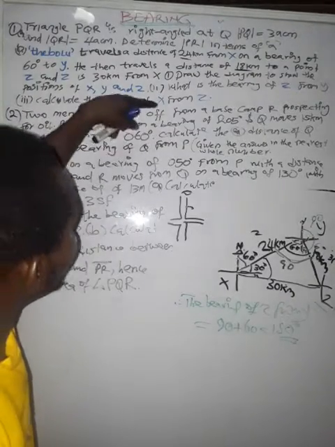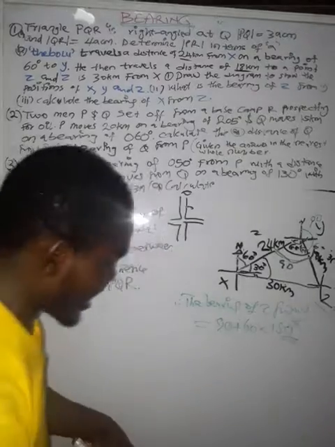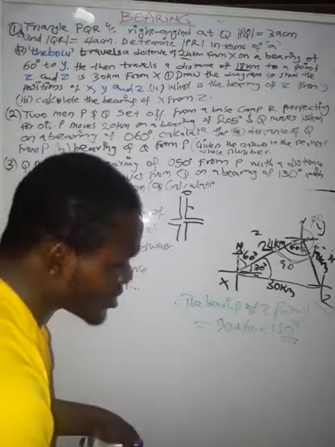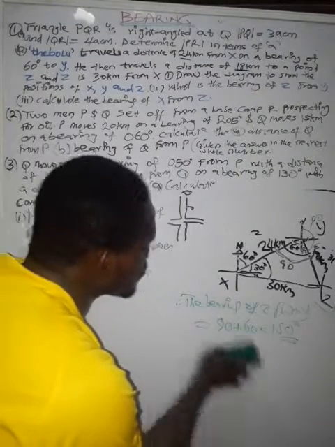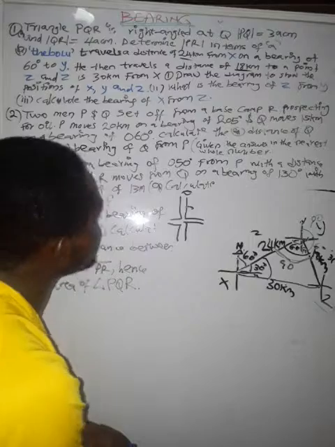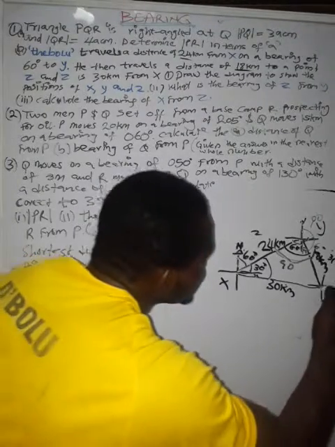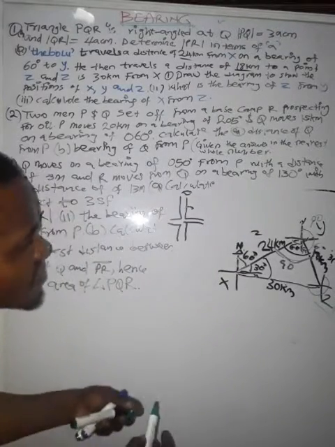Calculate the bearing of x from z. Bearing of x from z. I told you all bearing angles start from north, which is the 0 degree. So if you have to calculate the bearing of x from z, we need to calculate from here to this place. See that this one is very tricky.